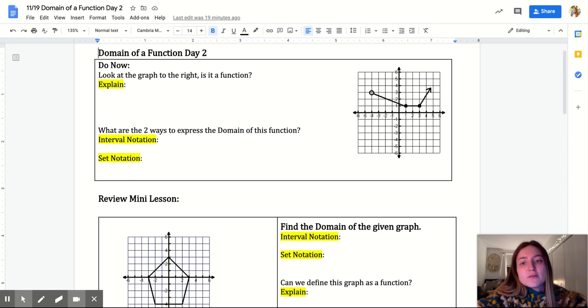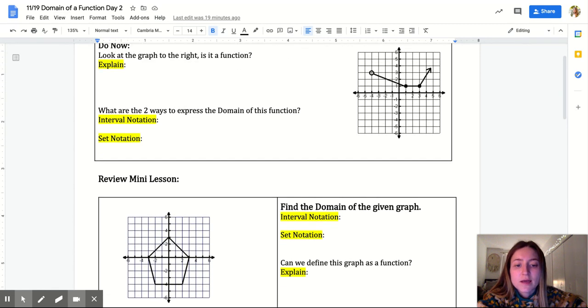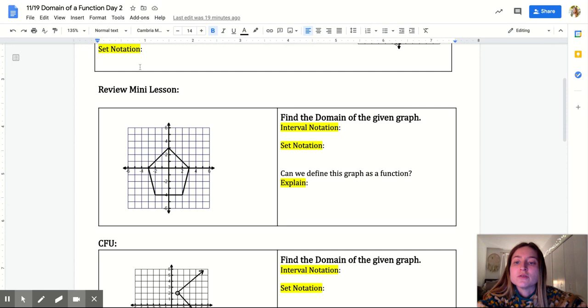Welcome to domain of a function day 2. So try to complete your do now on your own. But I'm going to go through the mini lesson, and that should help you with the do now if you are stuck on the do now.